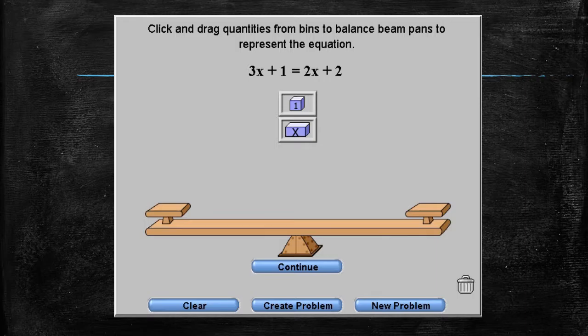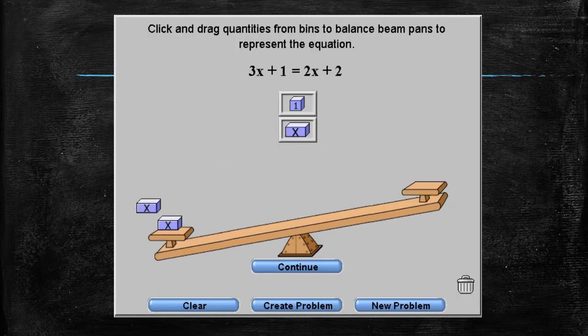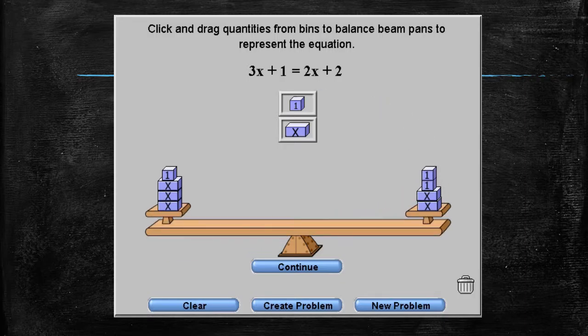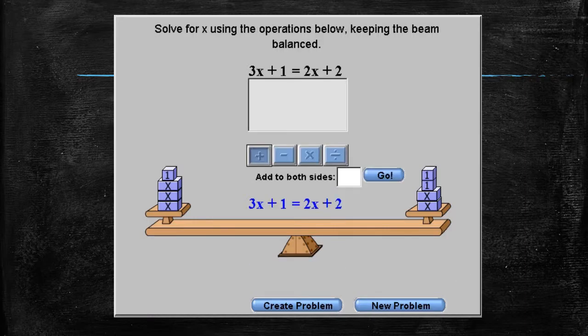These blocks, the 1 and the x that you see, will represent our equation. So on the left scale, we will put 3 x's to represent our 3x, and then the 1 to represent the 1 on the left side of our equation. Then on the right side of the scale, we will put 2x blocks to represent the 2x on the right side of our equation, and 2 1s to represent the 2 on the right side. So we have a balanced scale and can move on.